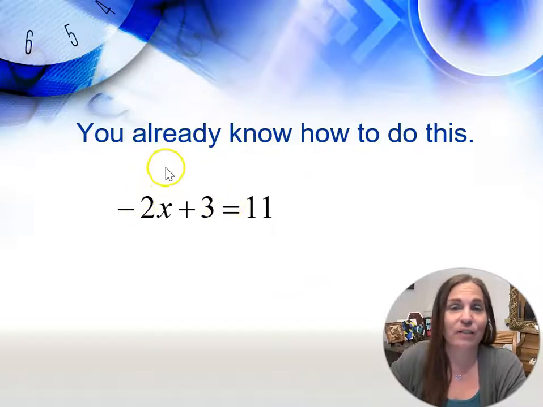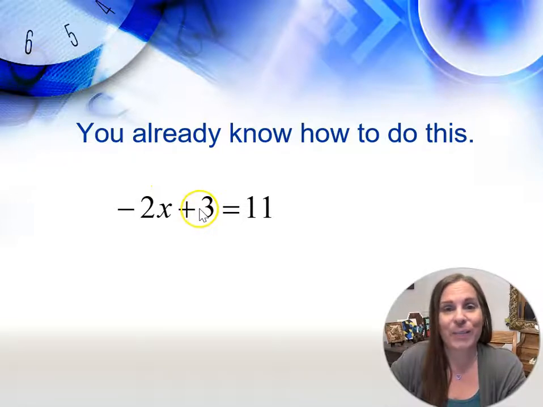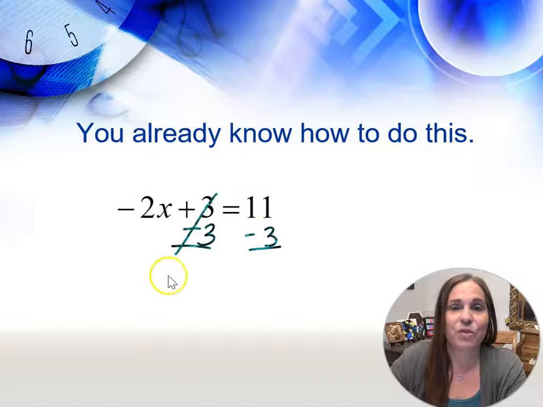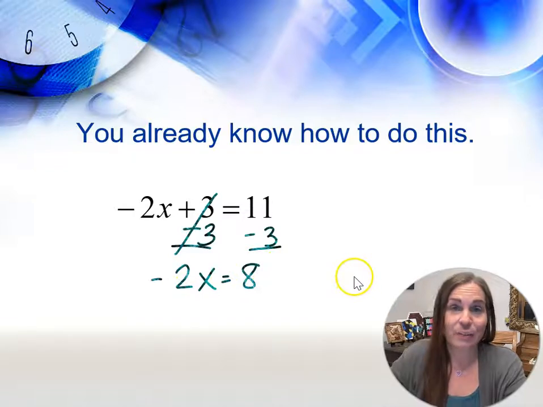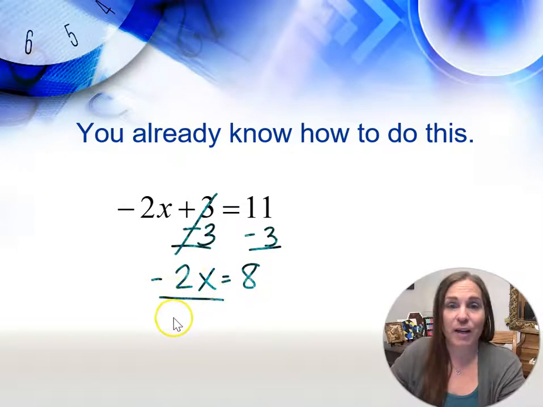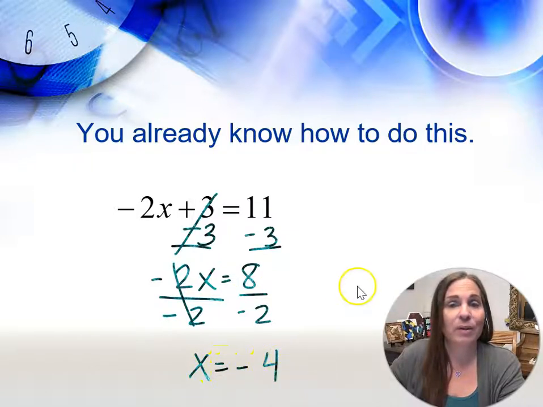If I look at my order of operations, the x is being multiplied by -2, and then we add 3. So if I'm undoing that and working backwards, the first thing I have to do is subtract 3 from both sides. So now I get -2x is equal to 8, because that's 11 minus 3. And then I need to undo the multiplication, so I divide by -2. And I get that x equals -4.